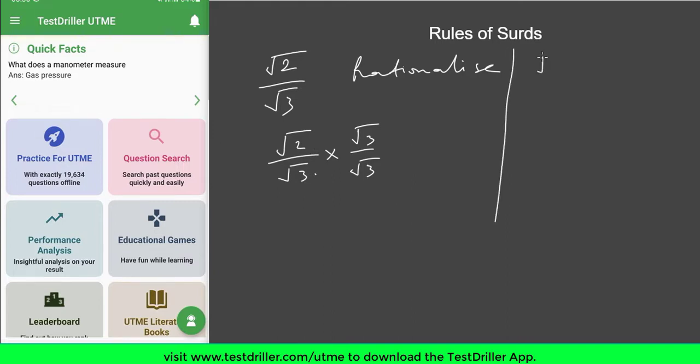The rule states that if I have root A over root B, and I want to rationalize this, I should multiply both the upper and the lower region by root B. Even if you have mixed surds like this, it's the same rule. You just multiply by the pure surd. You won't multiply both sides by this coefficient, just the root B.